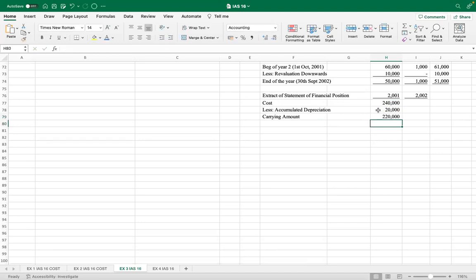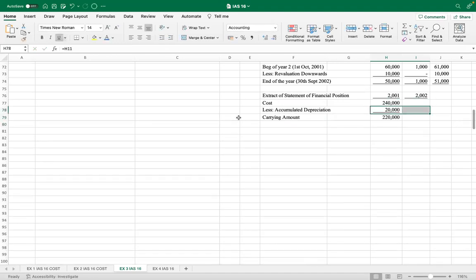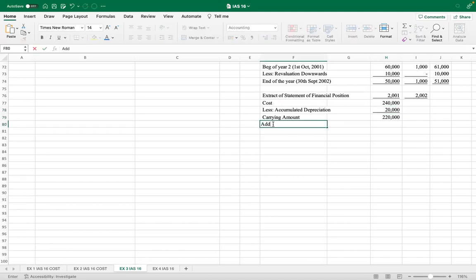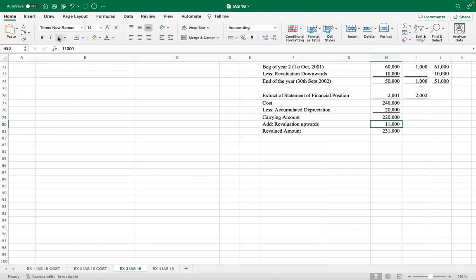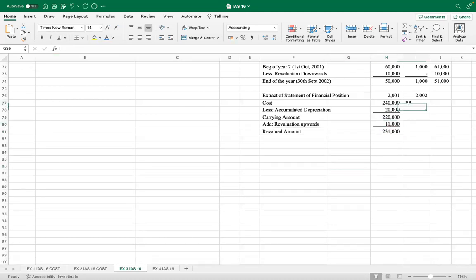But remember, there was an increase in value. So the value of the asset, there was a revaluation upwards. And we were told at the end of every year, we increase the value of the asset with the amount of revaluation upwards. So the revalued amount, because we are using the revaluation method, is therefore equal to the carrying amount plus the revaluation surplus. So the revalued amount is 231. And this 231 is what we take to the second year.